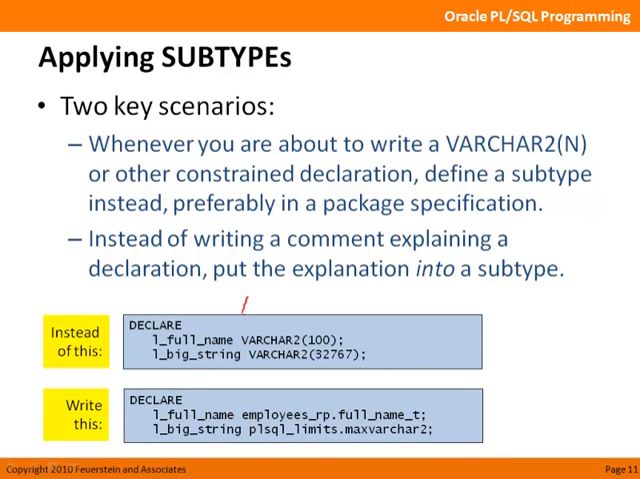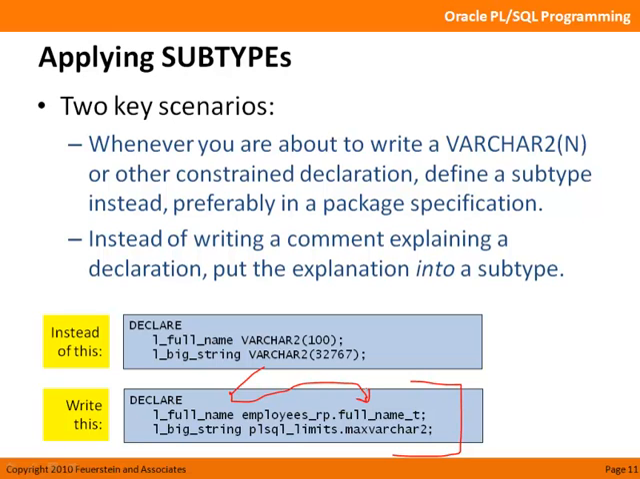I'm going to declare the full name variable to be of type employees RP, the rules package, dot full name. I'll declare my big string to be of type PL/SQL limits dot max varchar2, maximum varchar2 possible. Now notice this code tells its own story. My full name variable is of type full name. What is a full name type? Well, I don't really know as the application developer, and I don't really care. I just know that that's the appropriate type to use.